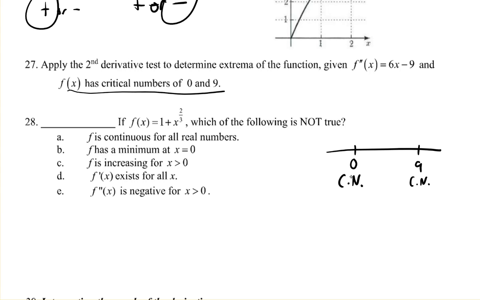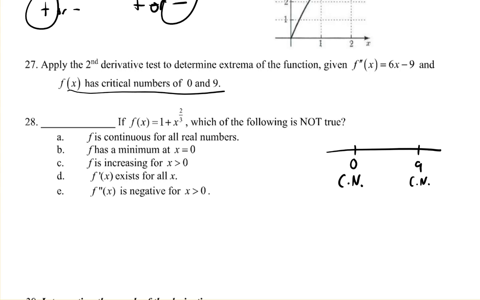So this is where the first derivative is 0 or undefined. That's what a critical number is. So if we wanted to find extrema with the first derivative test, we'd plug numbers into the first derivative and see that it's like increasing, then decreasing, or decreasing, then increasing. And if you did that, you can see it's a max or a min, right?